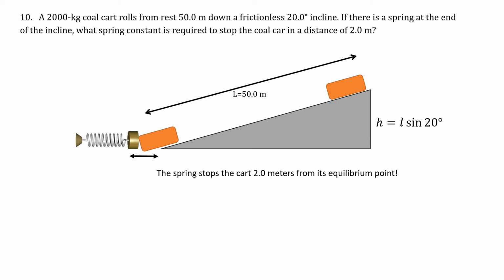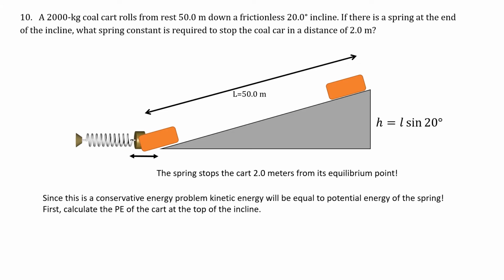So number 10 is a 2,000 kilogram coal cart that rolls from rest down 50 meters at a 20-degree incline. And there's a spring on the end, and when this mass comes down here, it has a certain amount of energy, and it compresses this spring a distance of 2.0 meters. Okay, so let's see if we can solve this problem. What they are looking for is the spring constant of this spring right here.